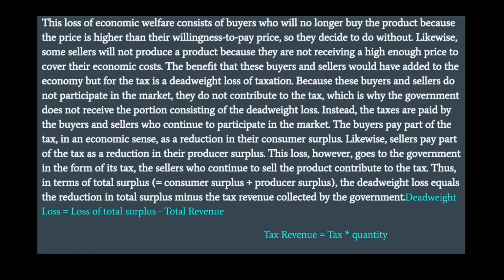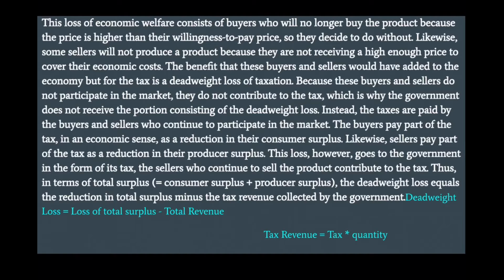Because these buyers and sellers do not participate in the market, they do not contribute to the tax, which is why government does not receive the portion consisting of the deadweight loss. Instead, the taxes are paid by the buyers and sellers who continue to participate in the market. The buyers pay part of the tax in an economic sense as a reduction in their consumer surplus. Likewise, sellers pay part of the tax as a reduction in their producer surplus. This loss, however, goes to the government in the form of its tax.